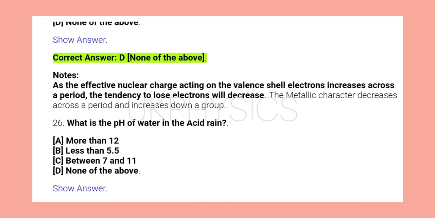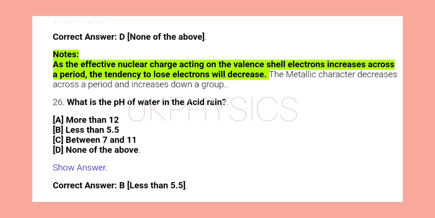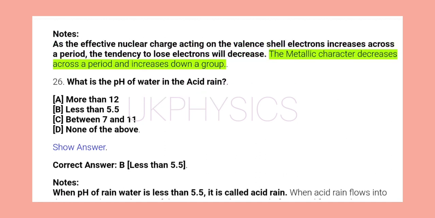None of the above. Notes: as the effective nuclear charge acting on the valence shell electrons increases across a period, the tendency to lose electrons will decrease. The metallic character decreases across a period and increases down a group.